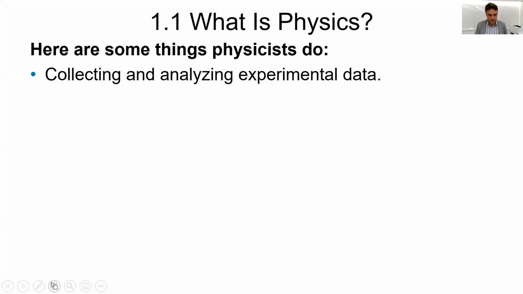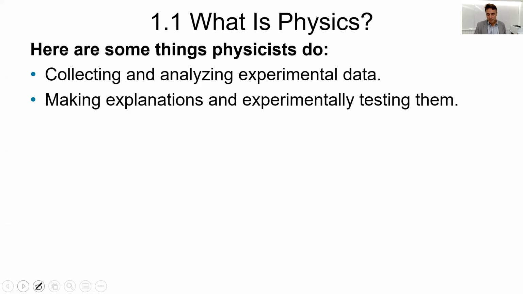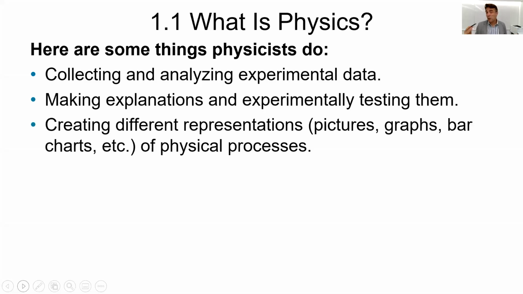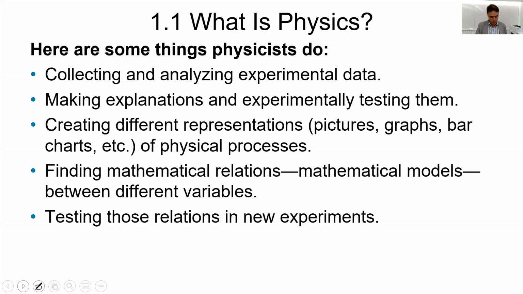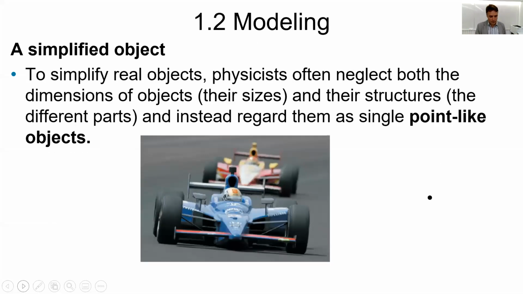So here are some things that physicists do with our time: collecting and analyzing experimental data, making explanations and then testing them, creating different representations like pictures or graphs or bar charts or equations that represent physical processes, finding mathematical relations and models between different variables, and then testing those in experiments. That's what I mean by doing physics.